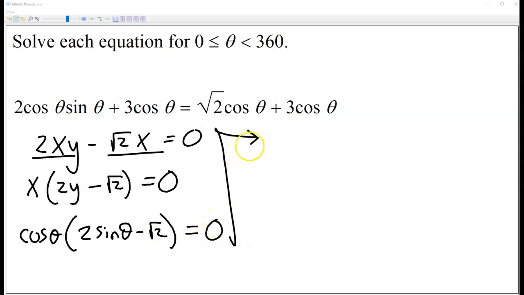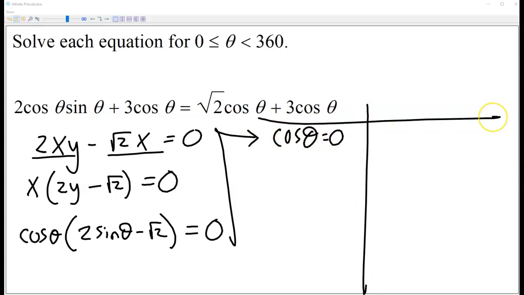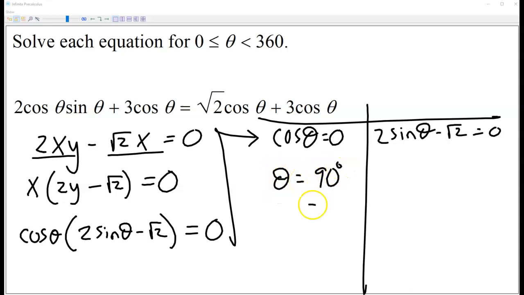I'm going to set both of those equal to 0 and solve. So I'm going to set cosine of theta equal to 0. And then I'm going to set 2 sine theta minus radical 2 equal to 0. And we solve both of them. So cosine of theta equals 0 when x equals 0, and that happens in two places. That happens at 90 degrees and also at 270 degrees.